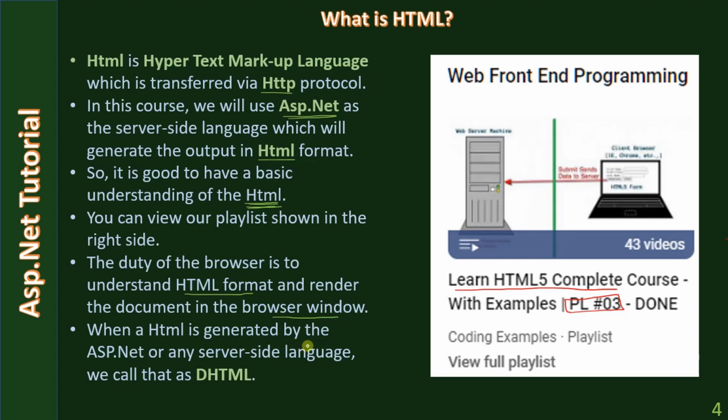When HTML is generated by the ASP.NET or any other server-side language, we call that as DHTML. So DHTML stands for Dynamically Generated HTML. So the HTML will be transferred from one system to another system via the specialized TCP/IP protocol called HTTP protocol. And when that HTML is dynamically generated on the server side, we call that as DHTML.